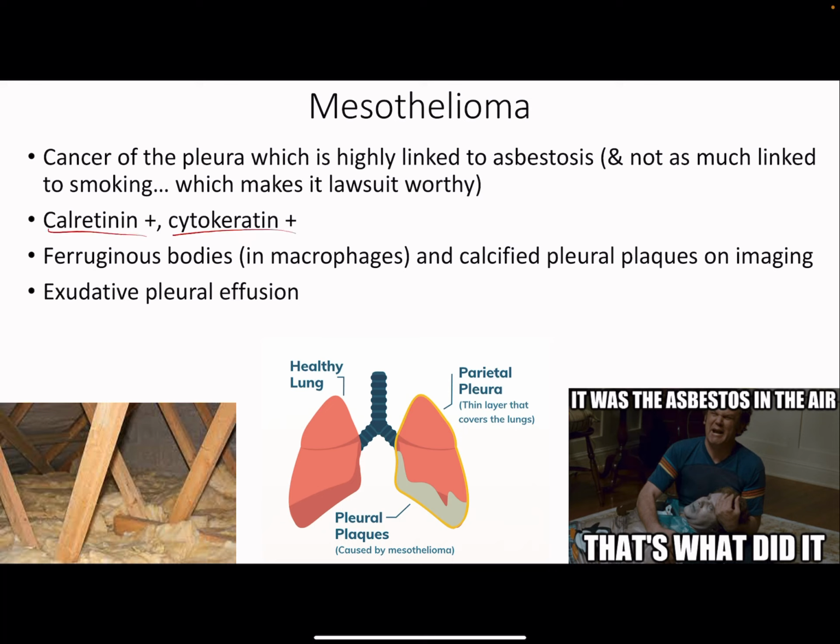Calretinin positive and cytokeratin positive. Ferruginous bodies are going to be found here. They're going to be macrophages. Also calcified pleural plaques when you look at imaging. You might get an exudative pleural effusion as well. And so here's these calcified pleural plaques.